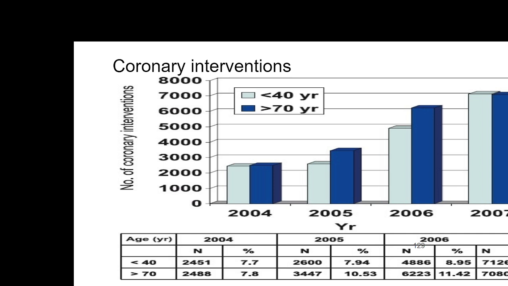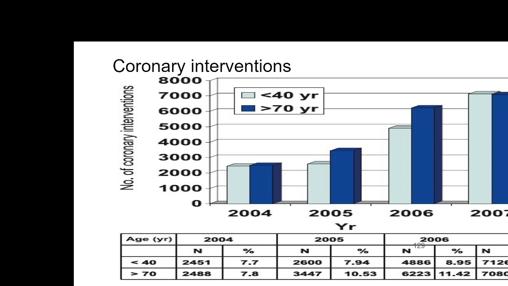Now, as far as the other aspects of management, the coronary interventions are now increasing. This has become almost a passion. Every patient who is suspected to have ischemic pathology undergoes intervention procedures. Angiography and, if necessary, stents and bypasses are done, and this number is increasing very rapidly. Of course, the data I have shown here is only up to 2007.